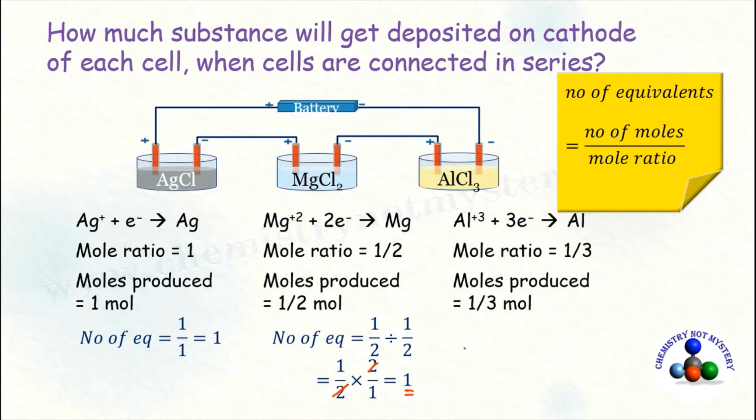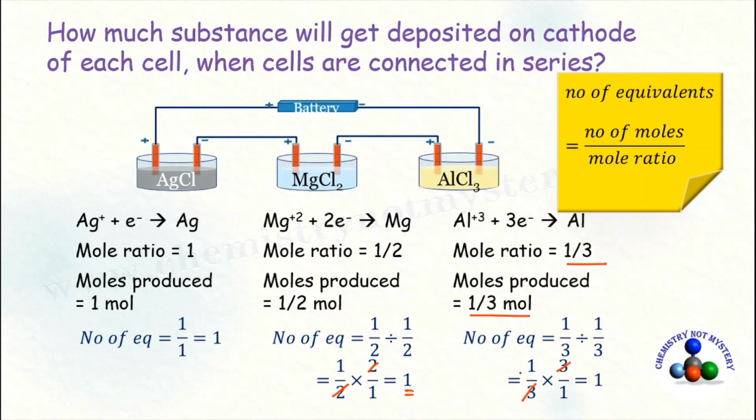Now calculate the number of equivalents of aluminium. Here 1 by 3 mole of aluminium is produced and the mole ratio is 1 by 3. So here you will get number of equivalents equal to 1 by 3 divided by 1 by 3. When you solve it, you will get 1 by 3 multiplied by 3 by 1. 3 and 3 will get cancelled out and you will get 1.